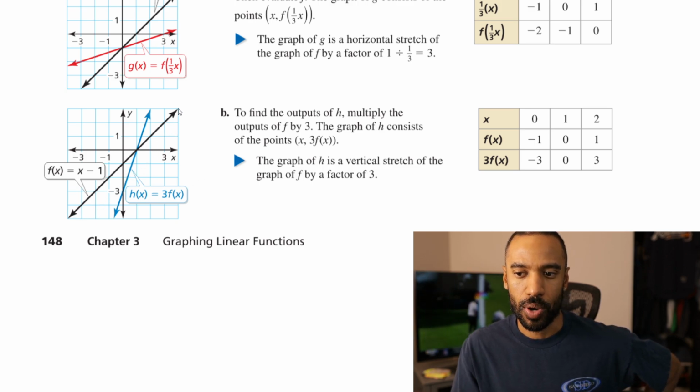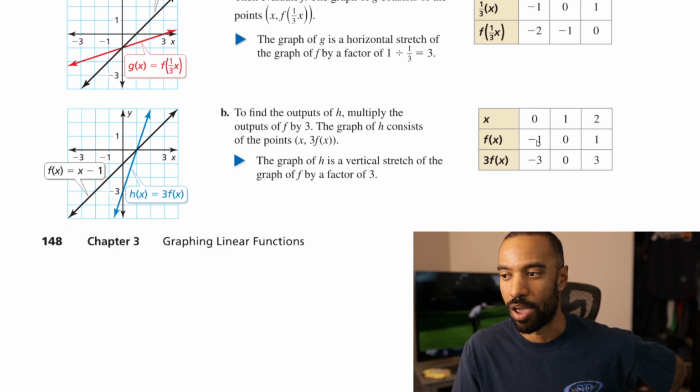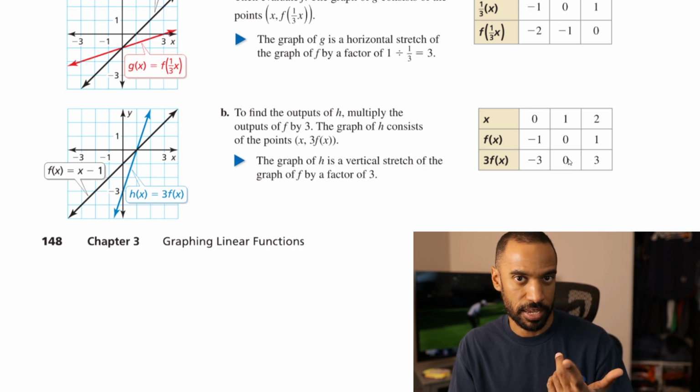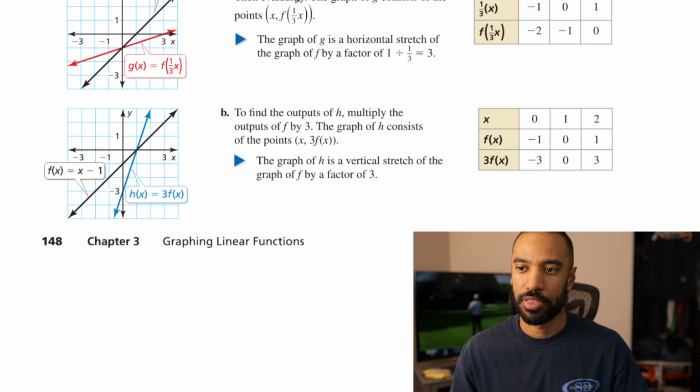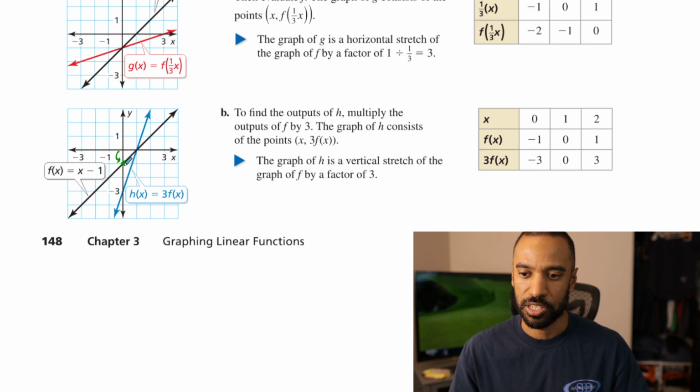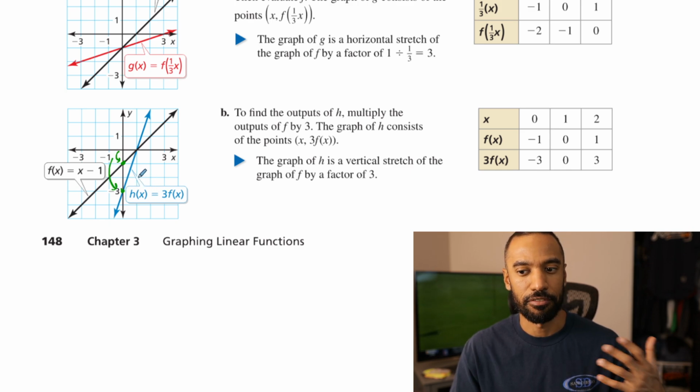Let's vertically stretch this black graph by a factor of 3. Let's do that by multiplying all our y values by 3. -1 times 3 is -3. 0 times 3 is 0. There's the x-intercept staying the same. And 1 times 3 is 3. So now, instead of this point being just 1 unit away from the x-axis, now it became 3 times larger. Now it's 3 times away from the x-axis. It got vertically stretched.